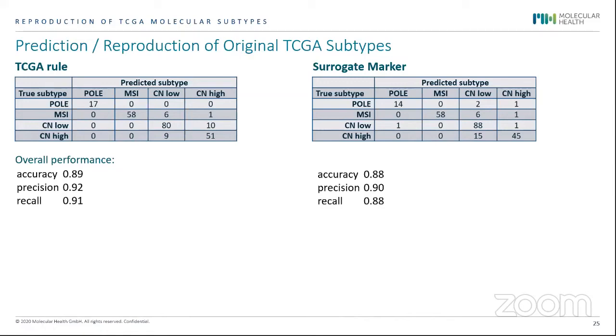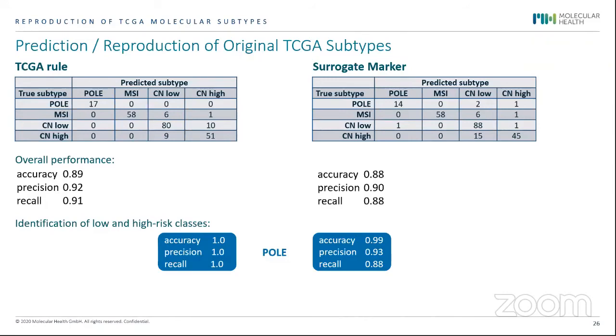Looking into how good we are actually at identifying the good outcome class and the bad outcome class. For the identification of the POLE class, the TCGA rule performs perfectly here, identifying all of the POLE cases correctly, while the surrogate marker-based classification is a little less sensitive, so recall is a bit lower. It also has, I think, one false positive, but it's still really, really good.